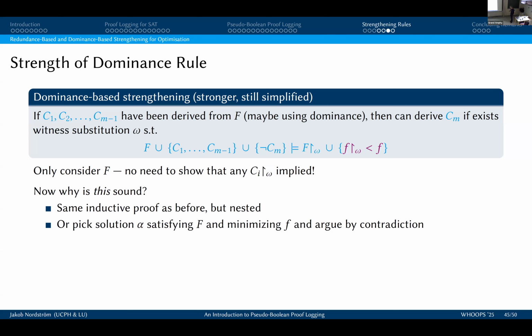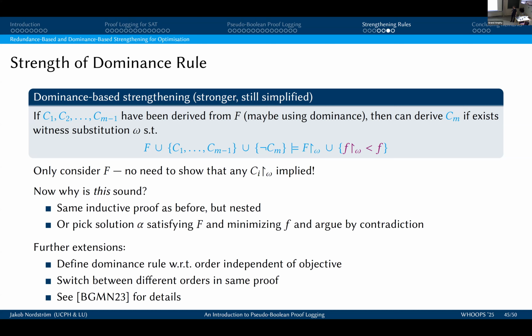And you can prove this either by a nested inductive proof, or in your proof you say, let's pick a solution alpha that is satisfying F and already minimizing F. And then if this holds, you can see that such an alpha has to satisfy everything. I'm doing this very, very quickly. I mean, clearly this requires a proof.